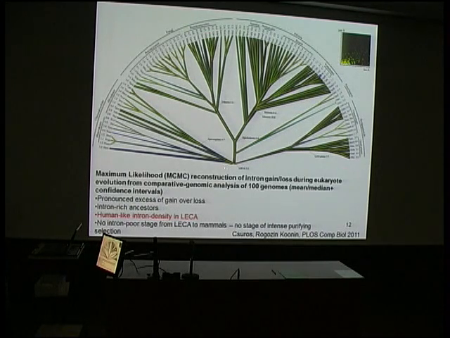Moreover, if you trace the lineage from the last common ancestor to humans, right here, you will have no intron-poor stage. The genes remain intron-rich, densely packed with introns all the time. Not all the lineages are like that. Many have lost many of the introns on a variety of occasions. But basically for the ancestral forms, we confidently reconstruct the intron-rich stage.